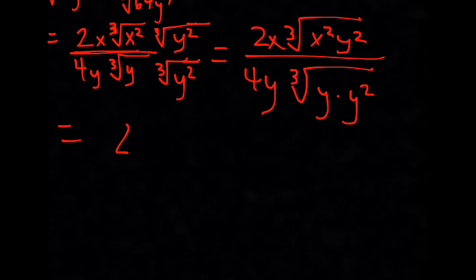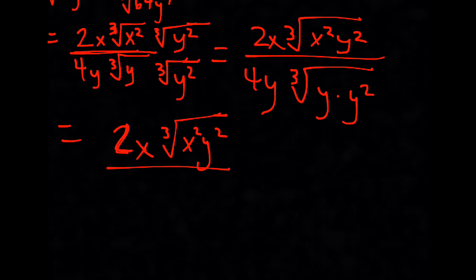From there, I can't simplify anything else on the top, because I've only got x squared and y squared on the top, but I need 3 to be able to pull something out, so I can't do anything else with the top. Then on the bottom, I've got the 4 and the y.